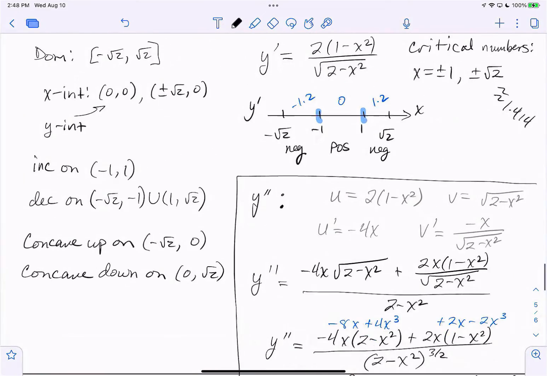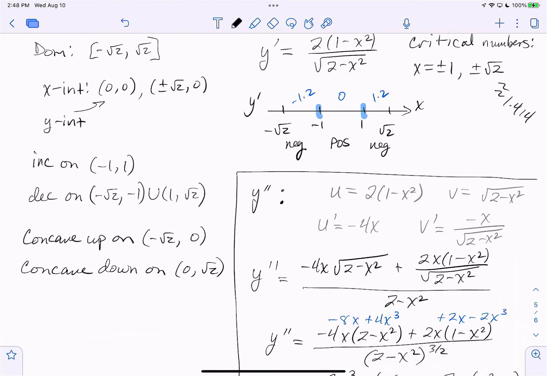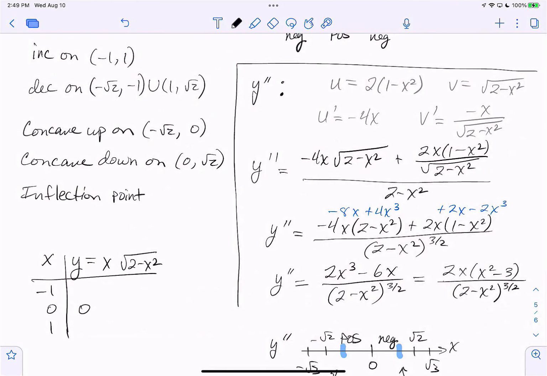Now we can put that stuff into, say, an xy table. I'll do it down here, x, and then y is equal to x times the square root of 2 minus x squared. And our numbers are just negative 1, 0, and 1. 0 maps to 0. So we can talk about our inflection point. Inflection point is 0, 0. When x is negative 1, y is negative 1. When x is 1, y is 1.